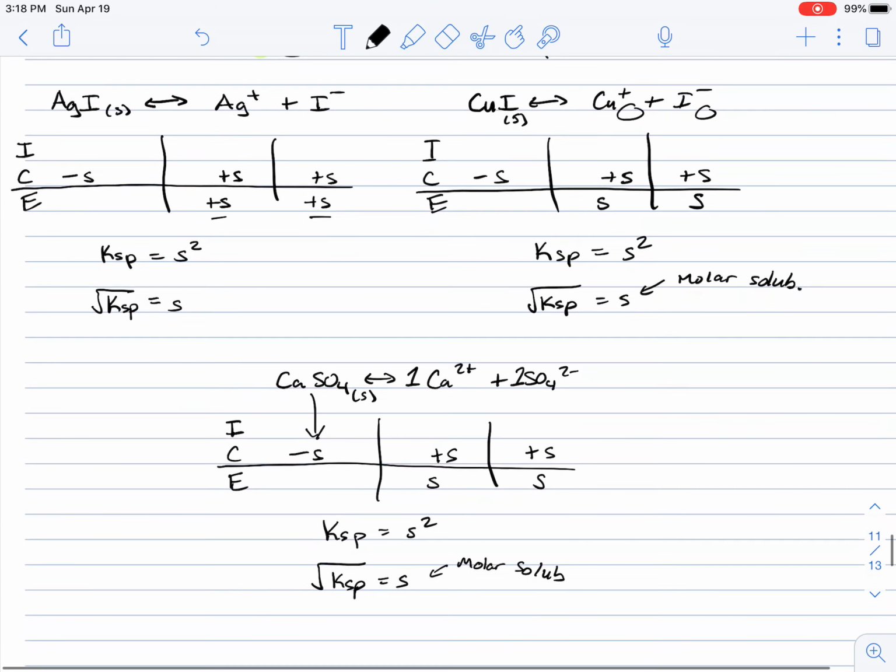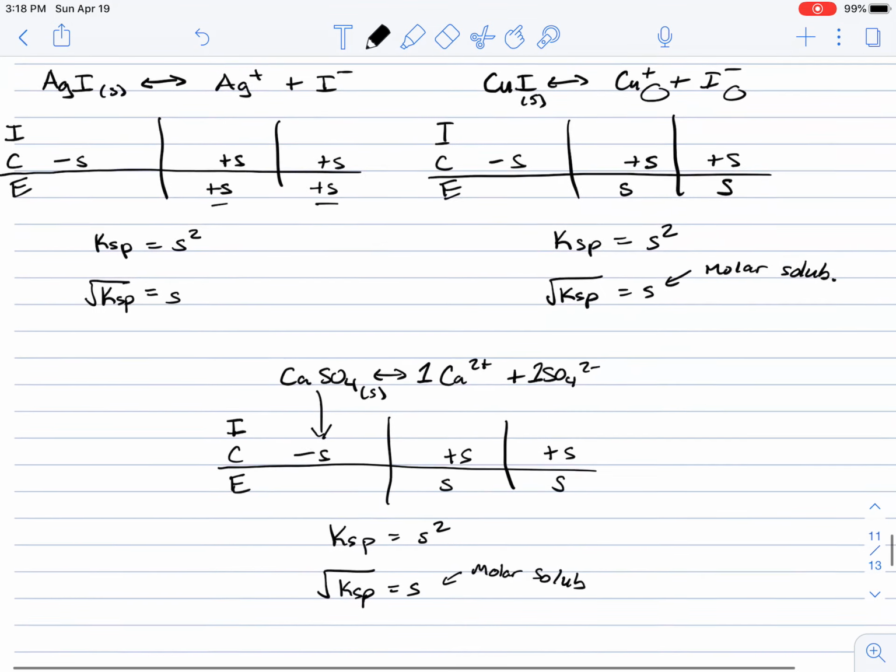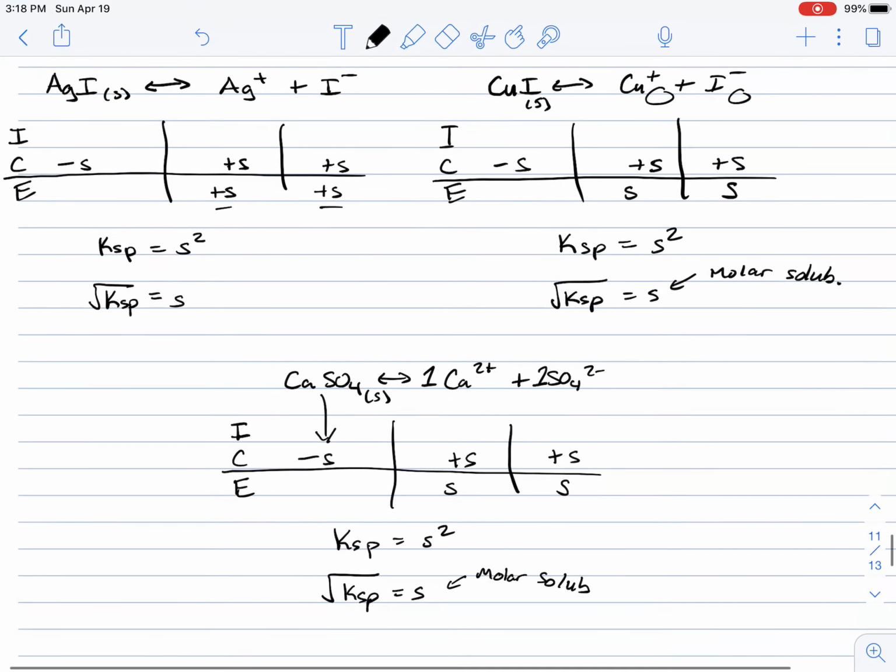Now, if I zoom out and compare my work for all three, I want you guys to notice that there is no initial value, right? If you look at the problem, it didn't give us any initial value, only KSP. So there's no point for us to put anything in the initial value in our ICE table. Okay. So I'm just going to go ahead and blank all of this out just to address that question if you had it in the back of your mind.